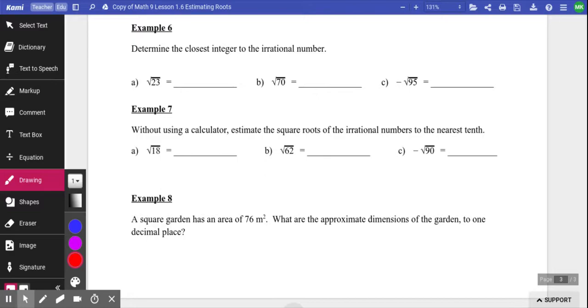For example 6, I want you to try it on your own. You're just going to write the closest estimate that you can get for those things. What number is it closest to? So it's not asking for the decimal. It's asking what number is it closest to. For instance, root 23 should be closest to 5. And that's the integer that it would be closest to.